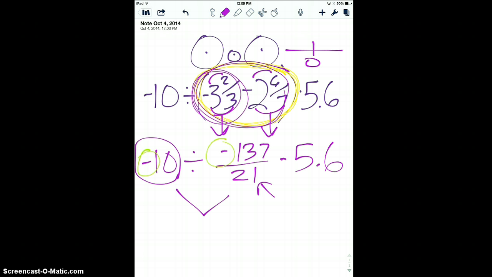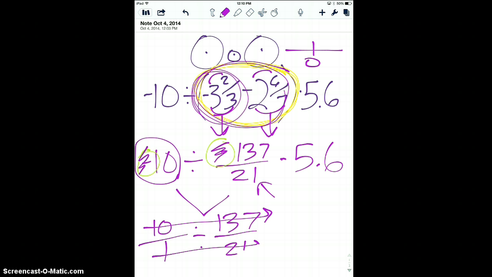So negative 10 is a fraction. And I'm not even going to think about the negatives because I already know that the answer is going to be positive. So it's going to be 10 over 1 divided by 137 over 21. Now, can I divide straight across without getting decimals? No.